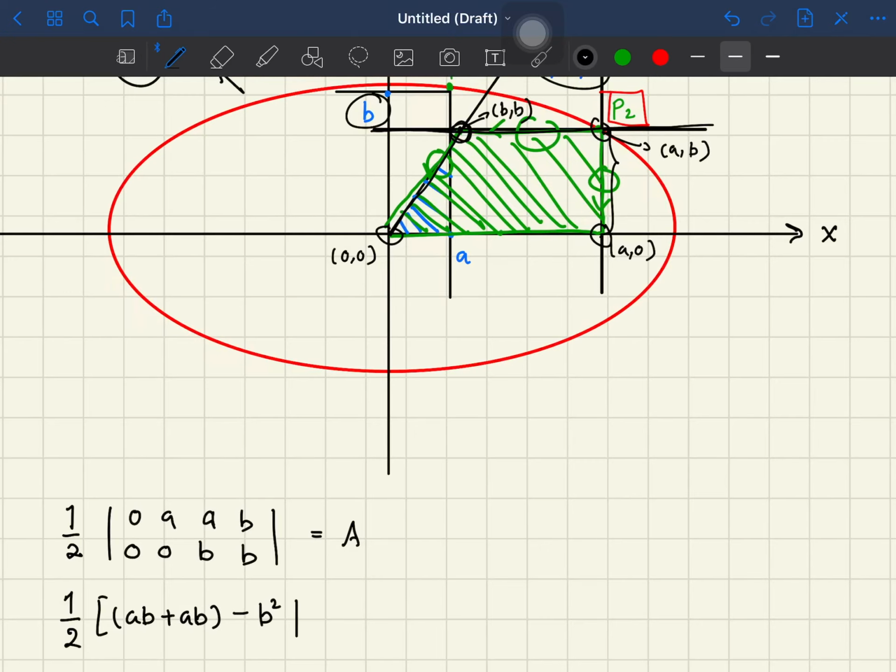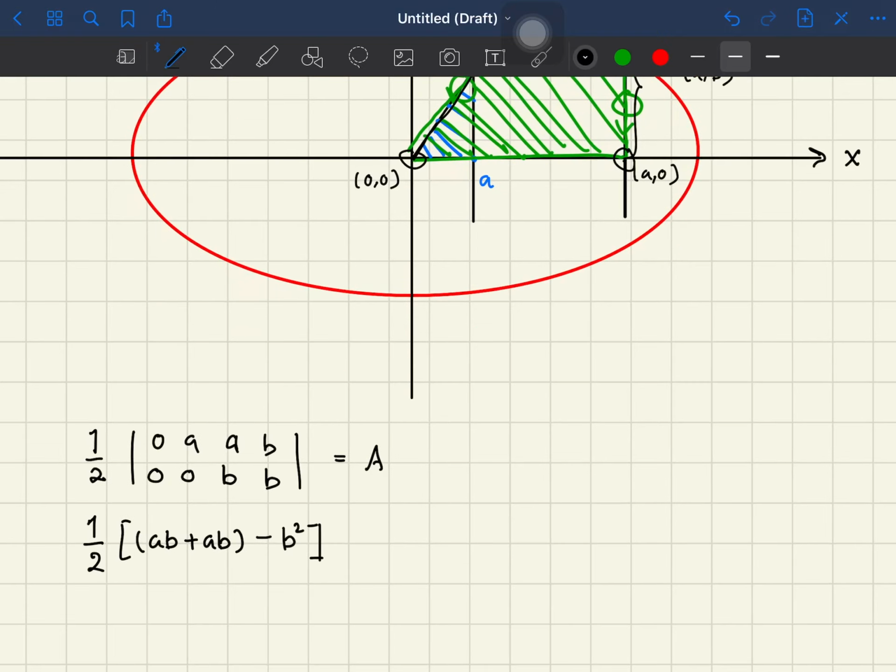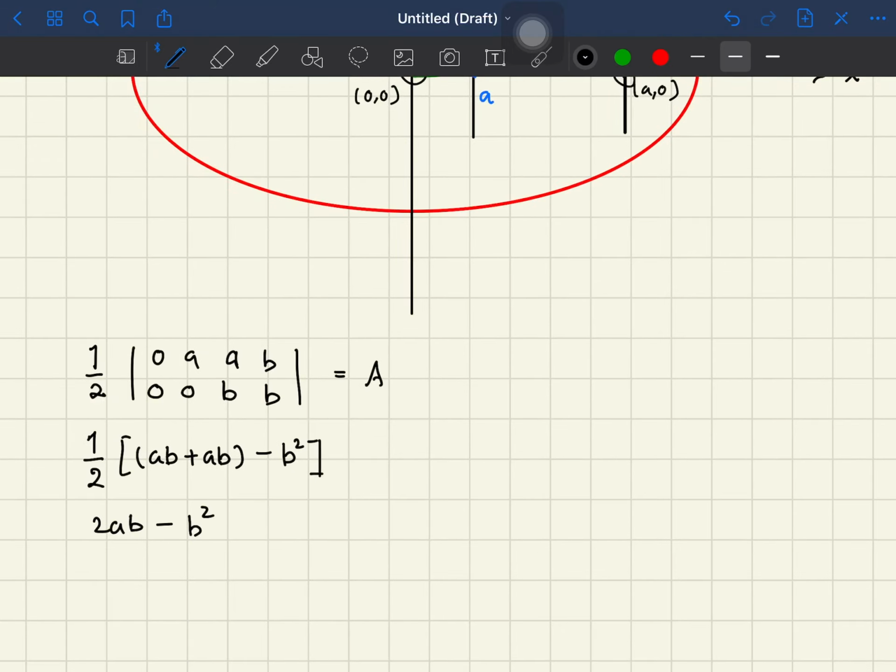And then b squared. Then inside there is positive. It doesn't matter. So you have here 2ab minus b squared, and then over 2 equals to A. So this is the area function, which depends on variables a, b, where a, b are the points on the right hand side of the y equals to x.